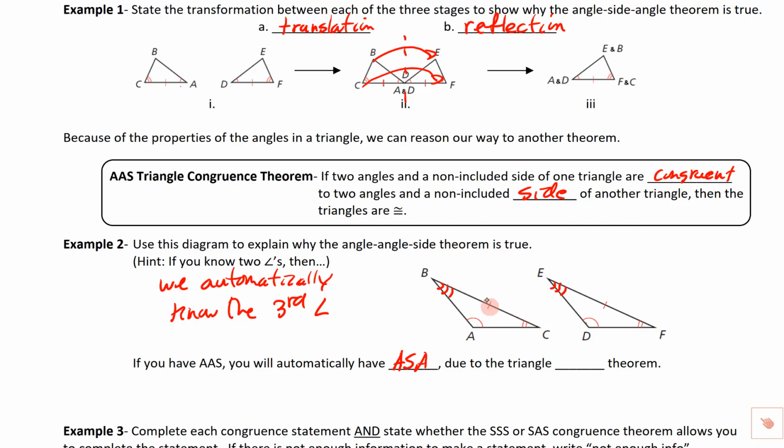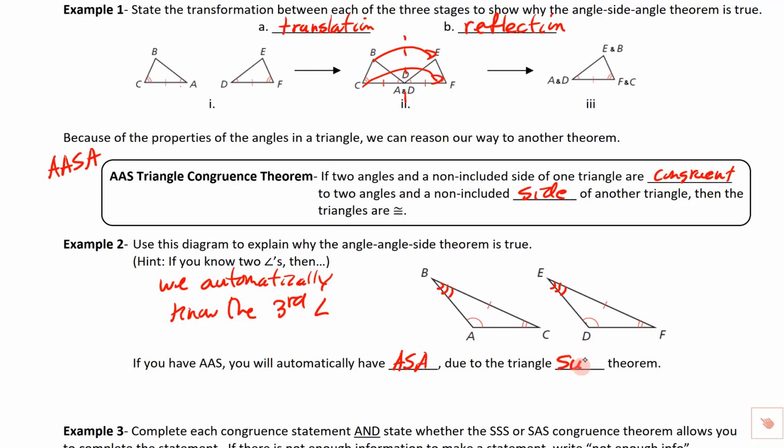Now we have angle, side, angle, angle, side, angle. So by having angle, angle, side, it's almost like we've got angle, side, angle, angle, side, angle. If we know these two angles, we automatically know that one, due to the, let's see, triangle blank theorem. How do we know that third angle? How did we automatically know the third one?